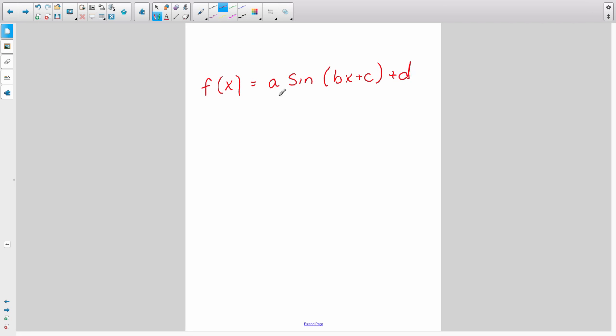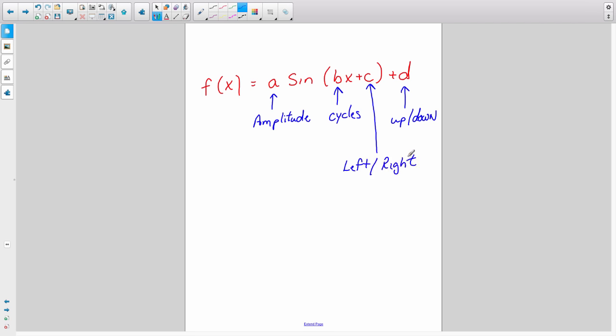What does the A do? Okay, so this guy, amplitude. The B, that affects the cycles. The D, this is up or down. Cool. So now, the last one was this C right here. And let's call this left or right.